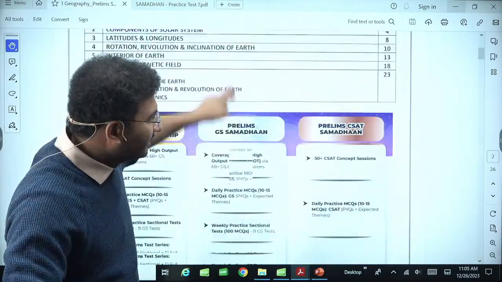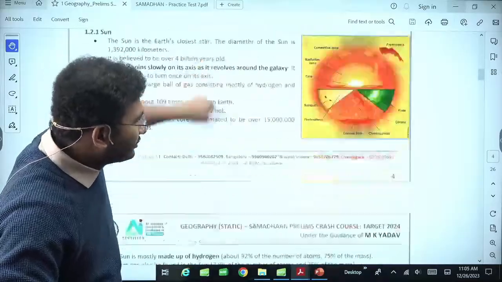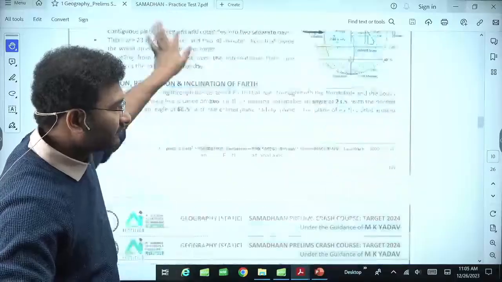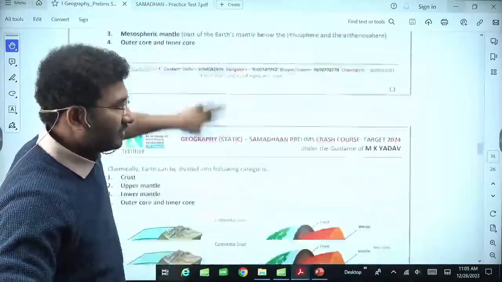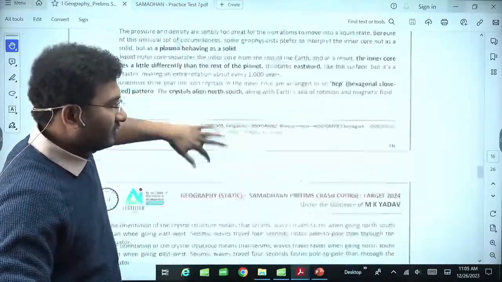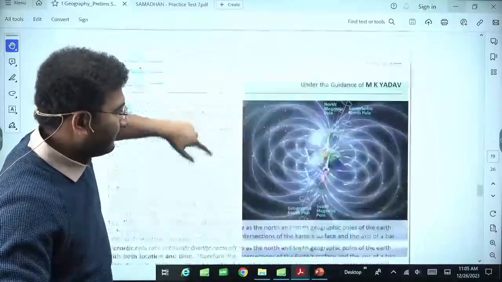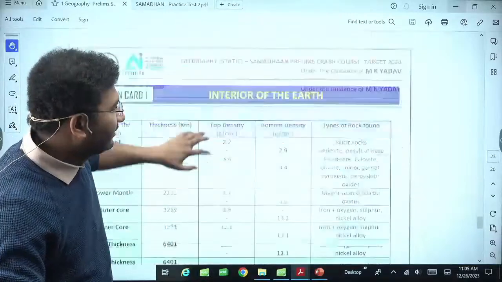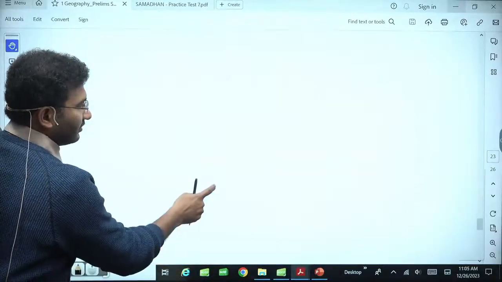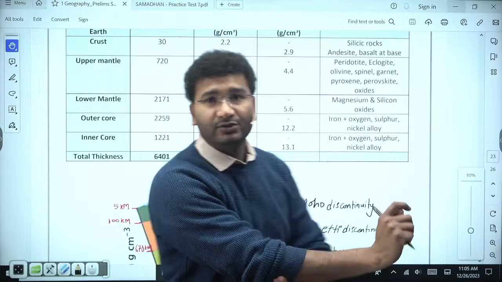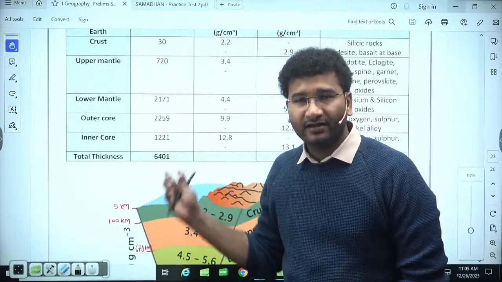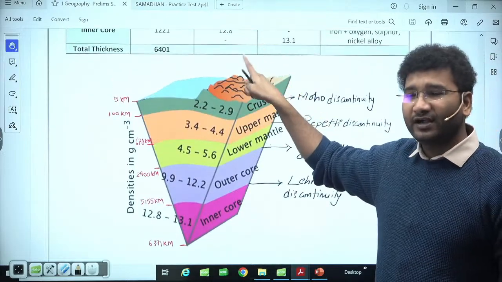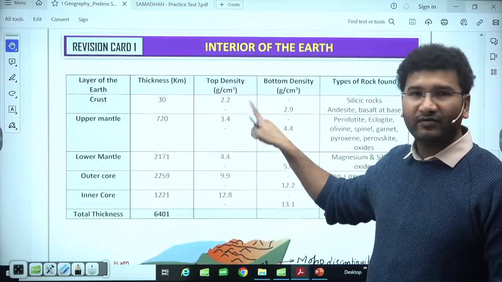And for this interior of the earth, we also have a revision card. Let me show you this revision card first. Just a minute. At the end of this document you will be given a couple of pages. Whatever is in this document, it is a way to revise everything in one place. And here you will have this revision card. From this revision card we will be revising our content as well.